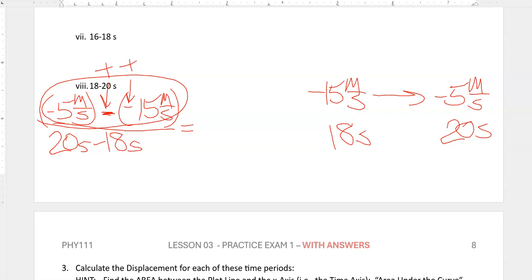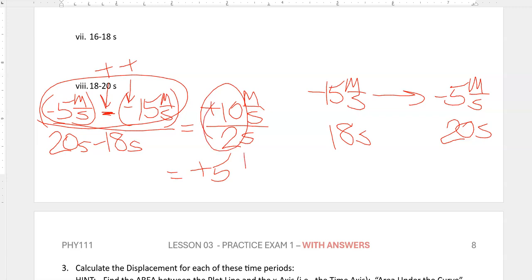And you'll see that -5 minus -15 is the same as -5 plus 15, which is a positive 10 meters per second divided by 2 seconds, and that's equal to +5, that's what we get when we divide the numbers, meters per second squared. And this is our acceleration for this last range of times.